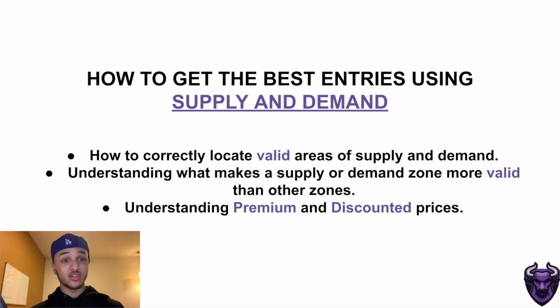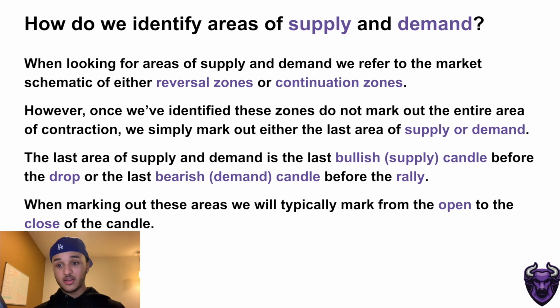So we're going to get started with how to correctly locate valid areas of supply and demand. When looking for areas of supply and demand, we refer to the market schematic of either reversal zones or continuation zones, like the price cycle: contraction, expansion, retracement and reversal. However, once we've identified these zones, we do not mark out the entire area of contraction. We simply mark out the last area of supply or demand before. What I mean by that is the last bullish candle before we have a sell-off, or the last bearish candle before we have a rally to the upside.